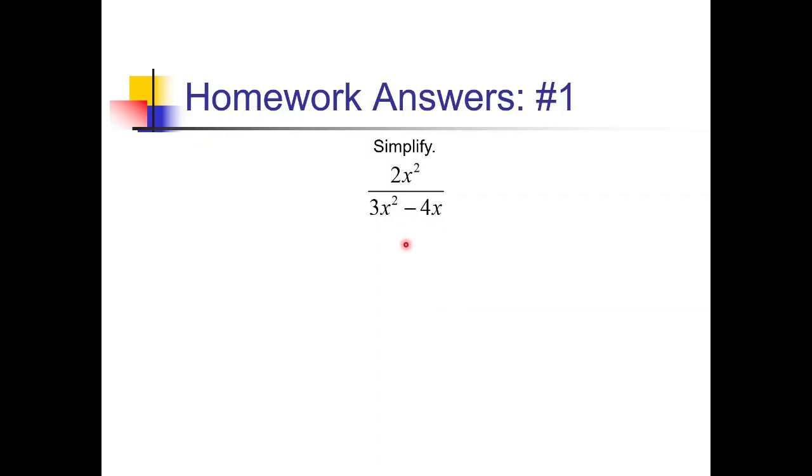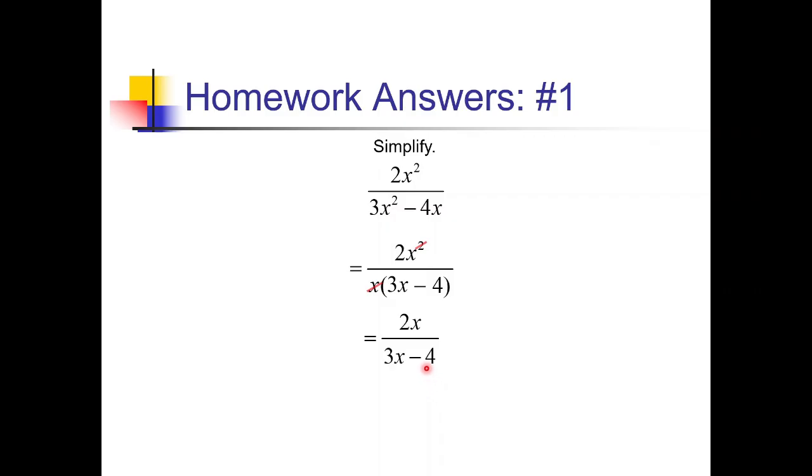For this first problem, we're trying to simplify this rational expression. So let's first factor out what we can, and then we'll cancel out any common factors. The numerator can't really be factored, but in the denominator, we can take a common factor of x out of those terms. That leaves us with 3x minus 4. And then I can cancel out this x with one of the x's in the numerator. So when the dust settles, we have just 2x left in the numerator and 3x minus 4 in the denominator.